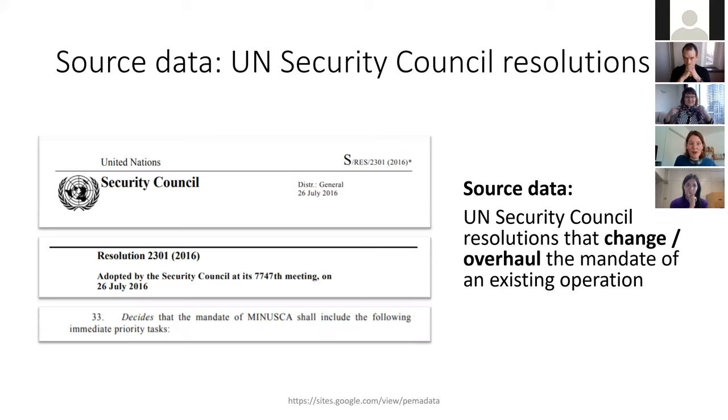And finally, we code those mandates that change the content of the mandate of an existing operation. For example, this resolution here from 2016, which decided that the mandate of MINUSCA shall include the following immediate priority tasks. And this resolution then specifies a new set of tasks that should be the immediate priority of the MINUSCA mission, for example, civilian protection and local reconciliation initiatives.